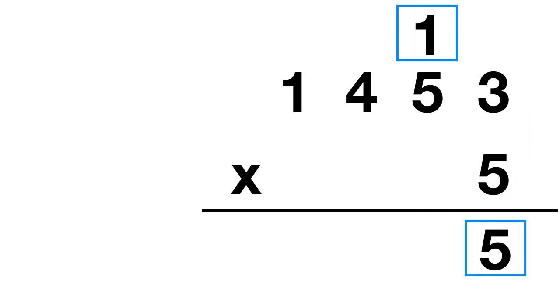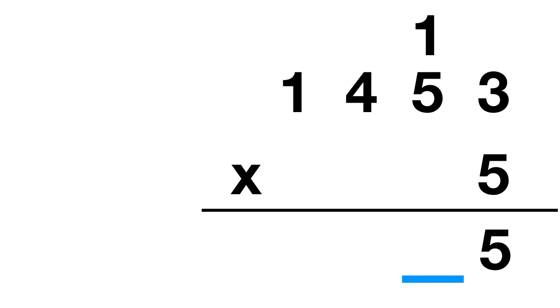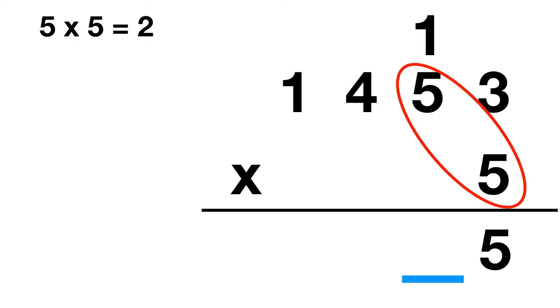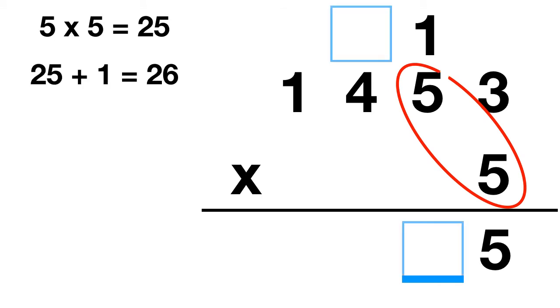Now let's move on to our biggest problem of the day. Let's multiply 1,453 times 5. Like usual, we'll start with 5 times 3 equals 15. And we write the 1 on top and the 5 on the bottom. Then what should be the next digit that I put right here? Well, you should have multiplied 5 times 5 gives you 25. And then the 25 plus the 1 on top gives you 26.